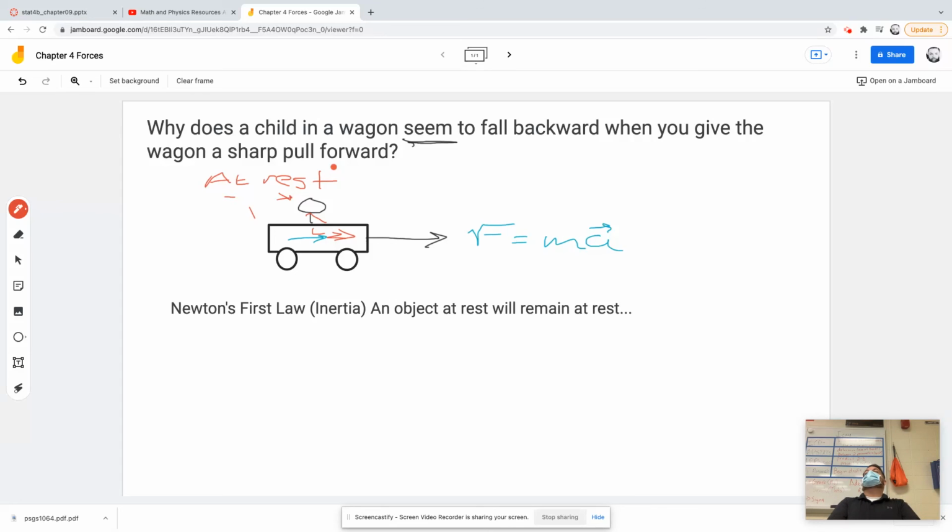To the kid, it feels like he's going backwards, right? It might even look like he's flying backwards. It'll feel like he's flying backwards. But if you're from another perspective, you could see that his head's sitting still and the wagon is moving in front of him. But they're asking that, this is about forces. So they're asking this question, like, what forces are going on? In other words, if I pull something forward, why does somebody appear to go backwards? All right? Good stuff.